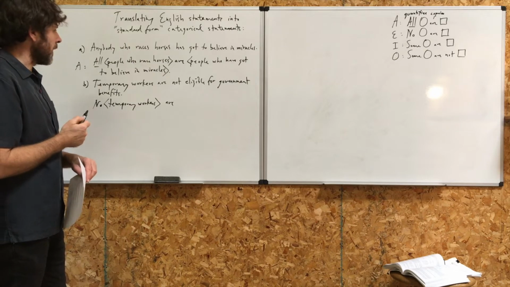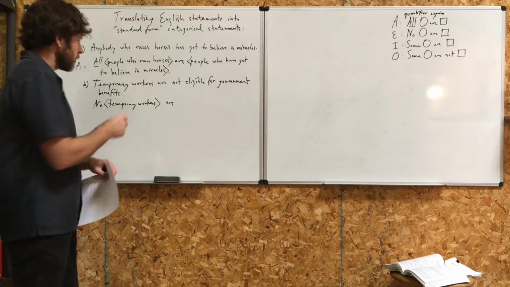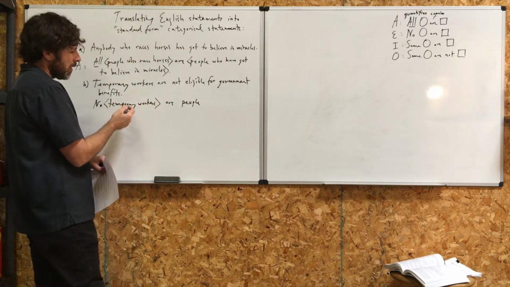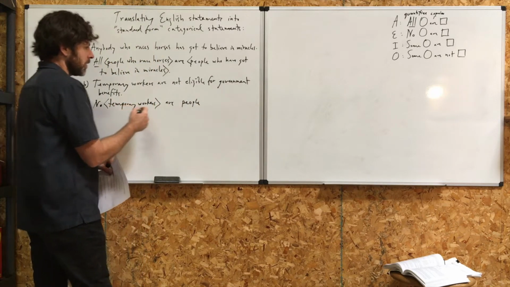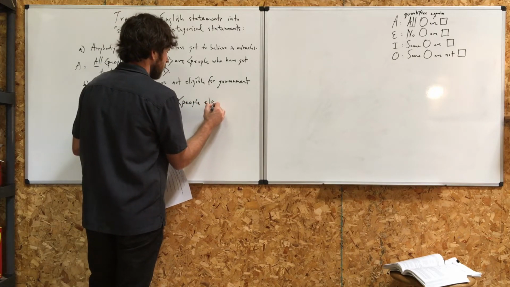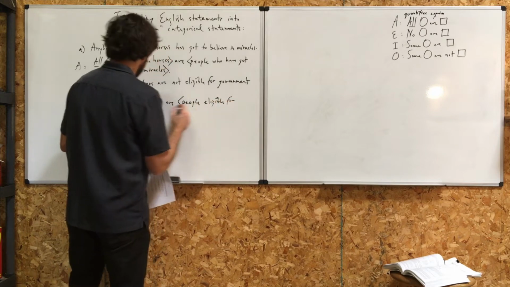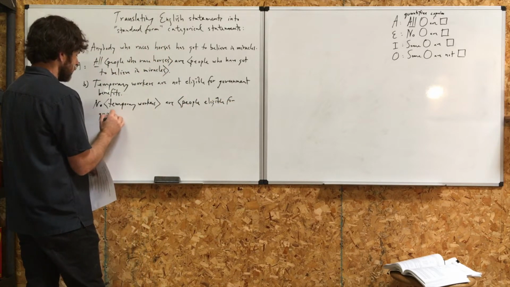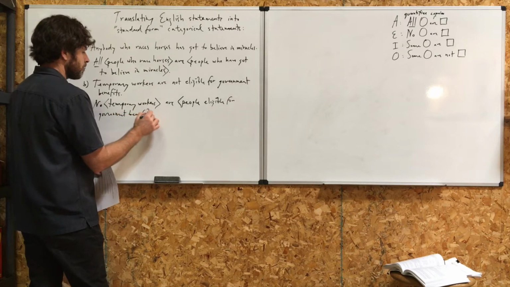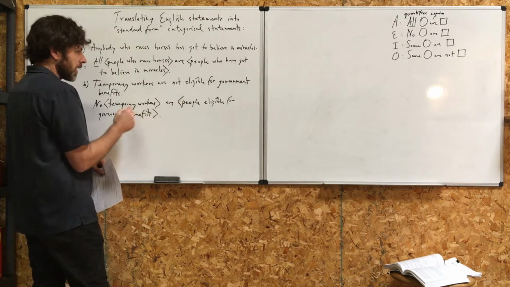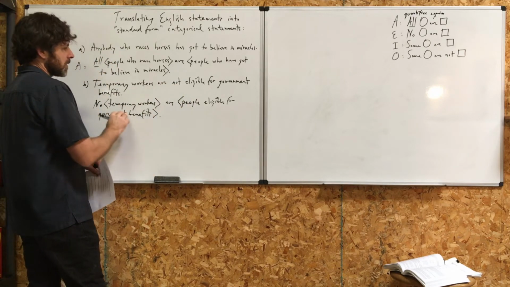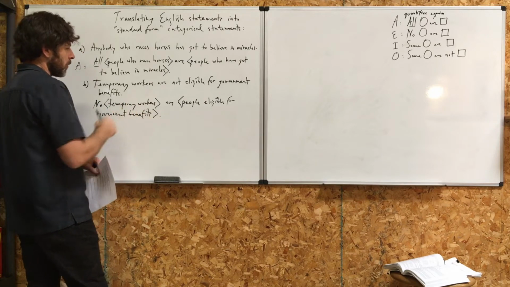So you'd write something like people, right? Because we're talking about people, aren't we? Temporary workers, we're talking about, again, persons, probably humans. Are people eligible for government benefits. Okay? So here's another clear category right here. People eligible for government benefits. That's the predicate term, and the subject term is temporary workers.